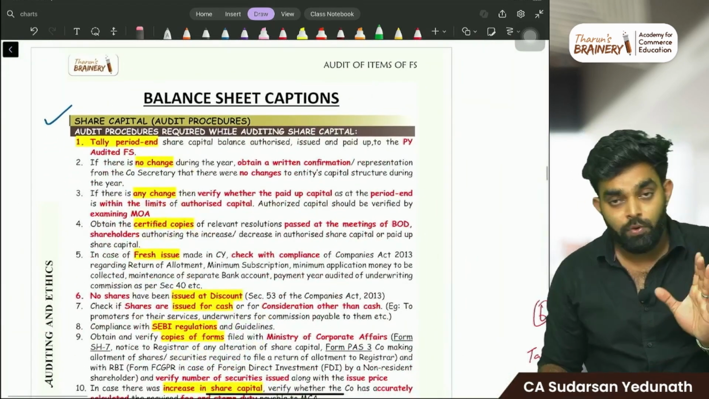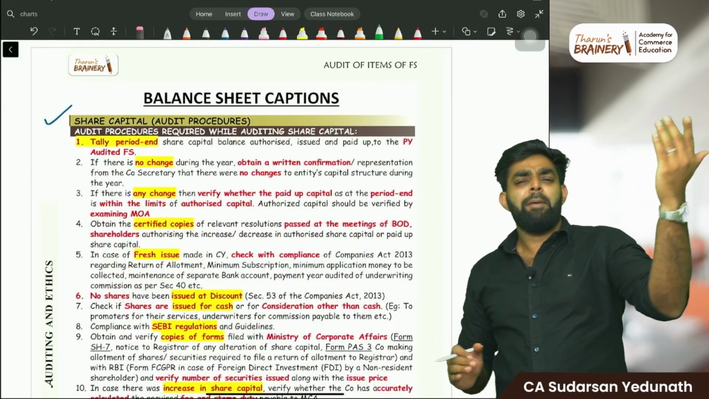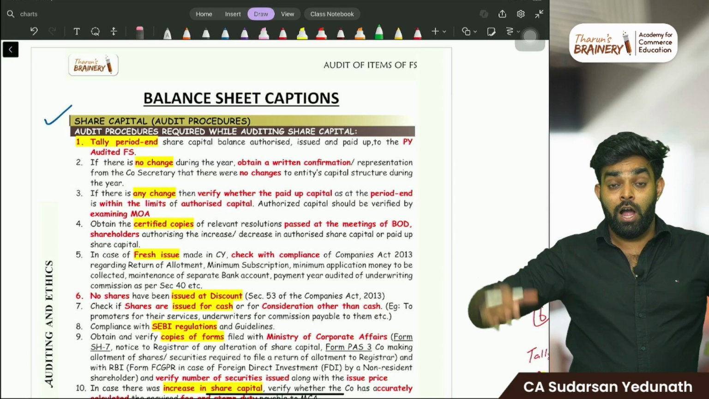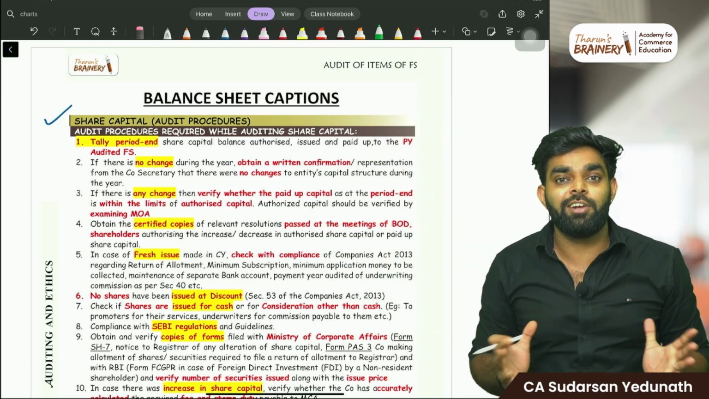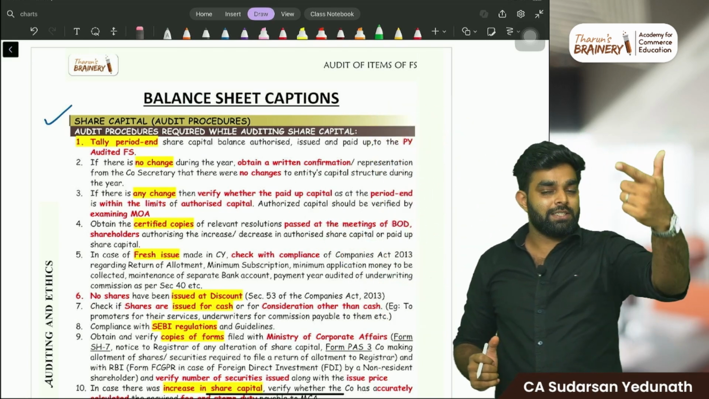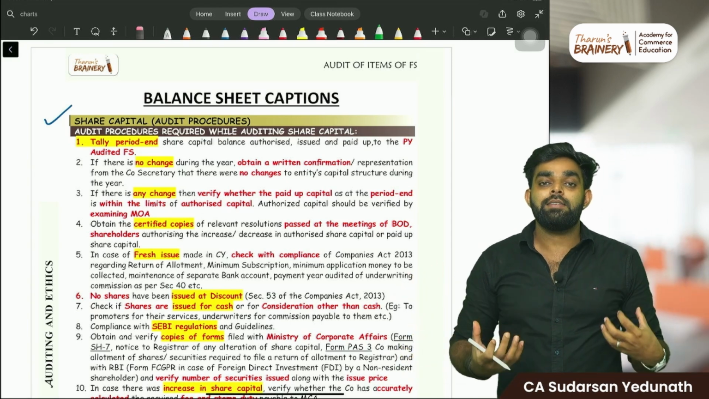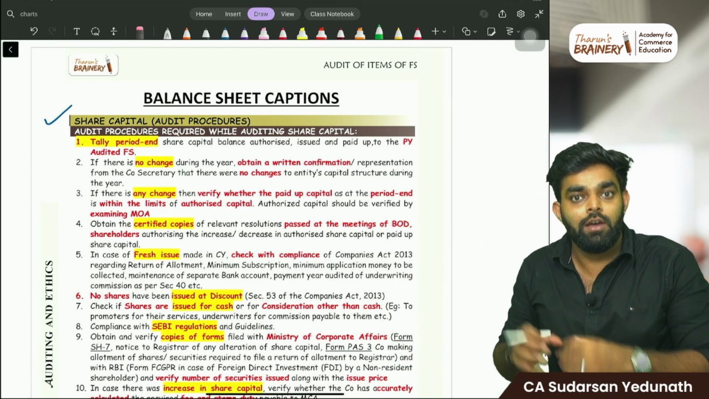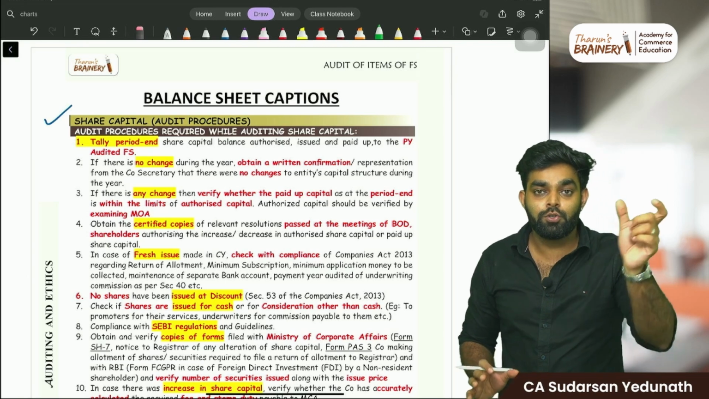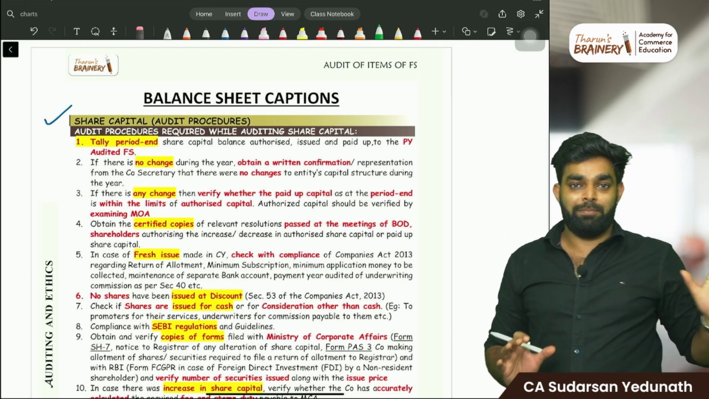Okay. Now we will move on to the important areas, that is balance sheet captions. How to audit items in a balance sheet. There we have share capital, reserves and surplus, borrowings, assets, liabilities, all these things. So as an auditor, how are we auditing that? How should we audit each and every single item?